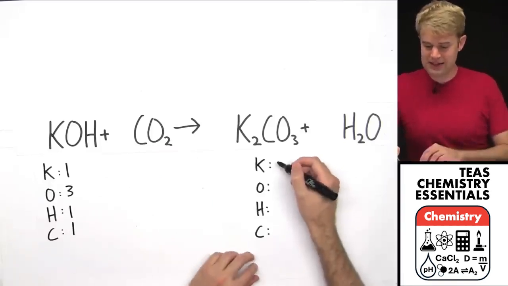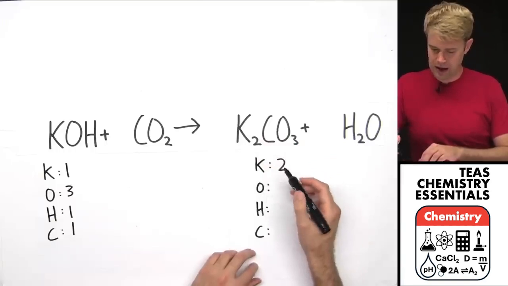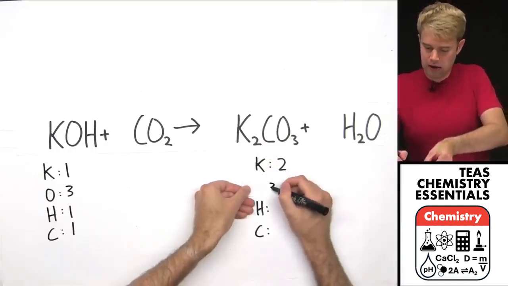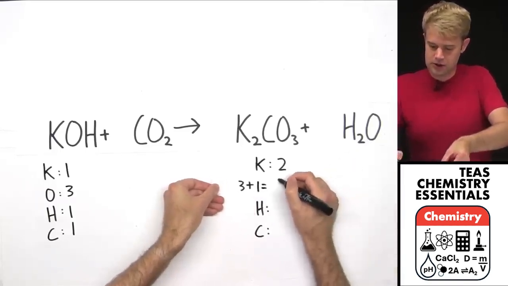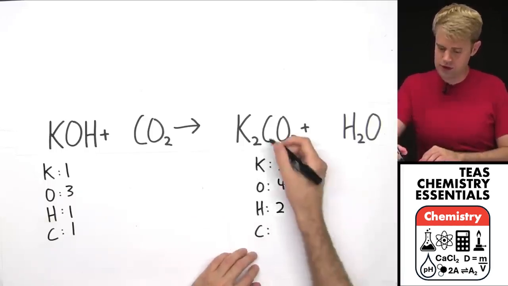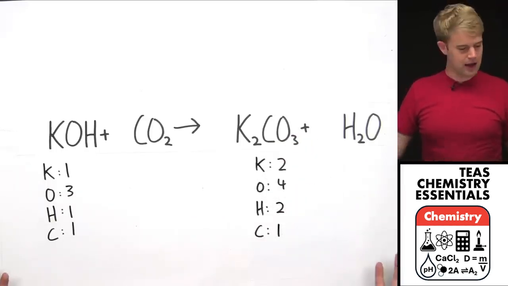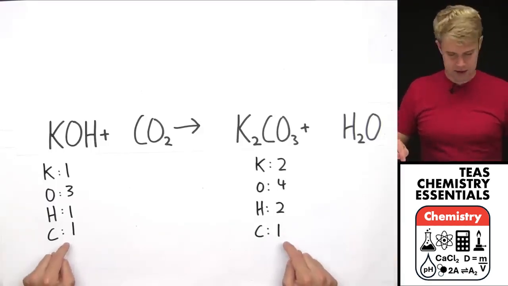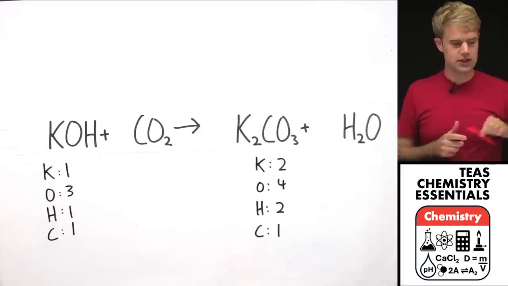Over here for potassium, we have 2 of these because we have K2. Then oxygen, we have 3 there, and we have 1 there. It's going to give us 4 total. Then we have H2, so 2 hydrogens, and 1 carbon. Okay, so what balances, what doesn't? The carbons balance, but other than that, we've got to add some coefficients to change this stuff around.